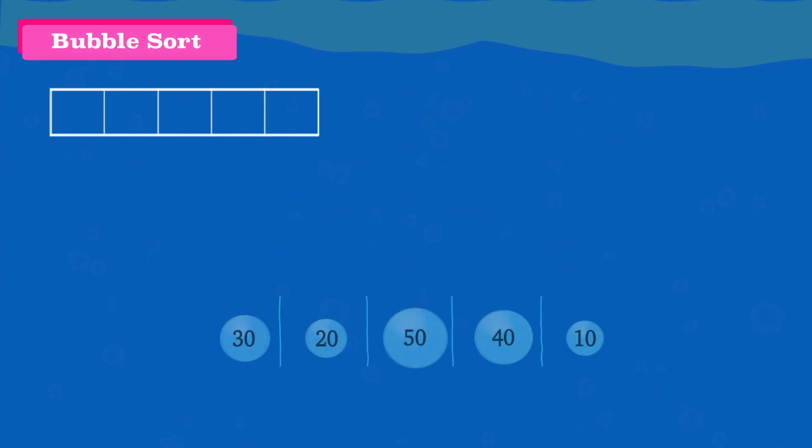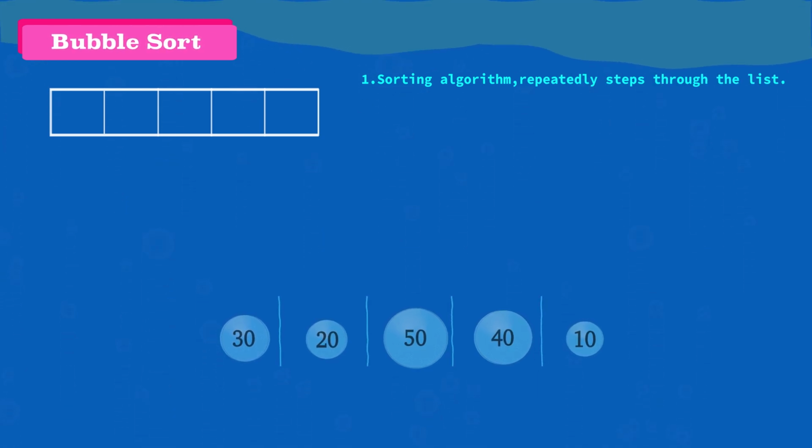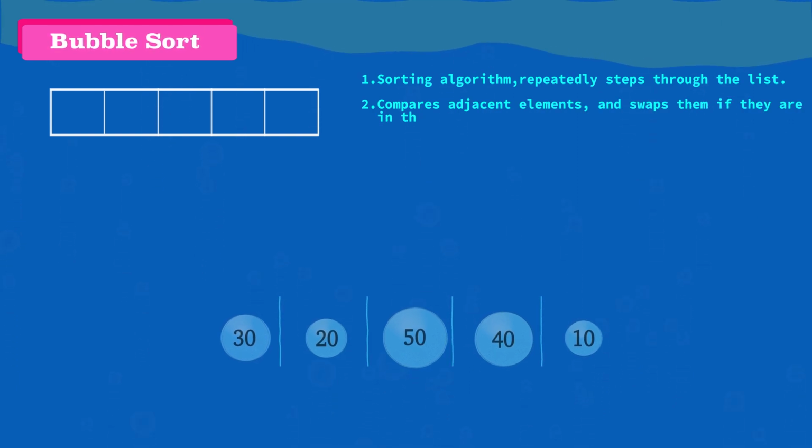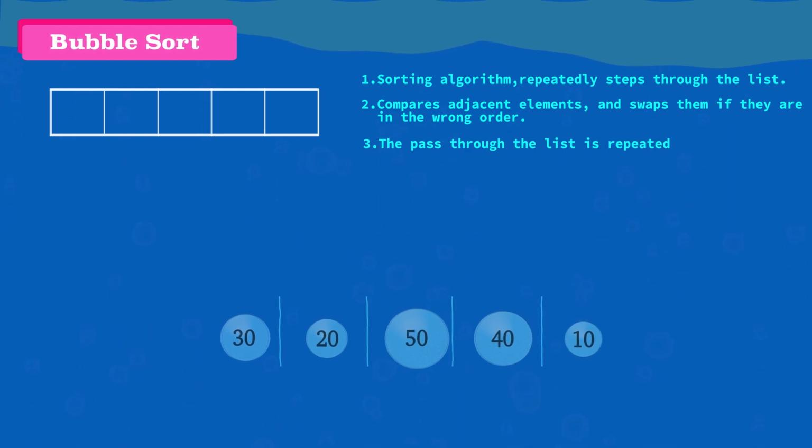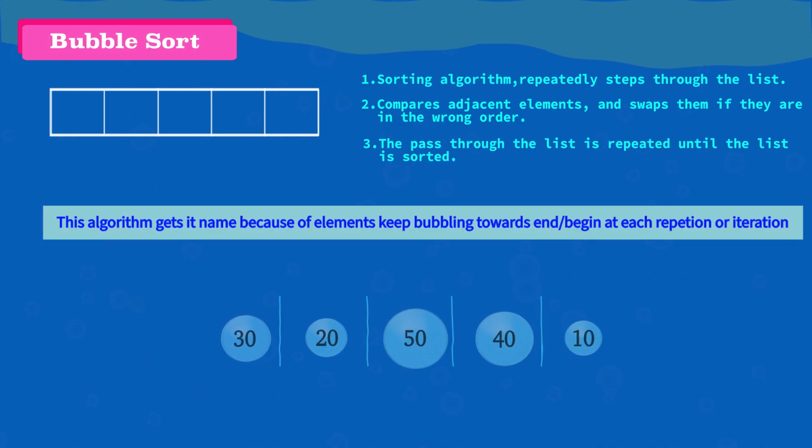Before sorting these bubbles, let's try to understand what a sorting algorithm is and the steps in it. The algorithm repeatedly steps through the list, or the given array, in the first step. And at each step or iteration, it compares the adjacent elements and swaps them if they are in the wrong order. The first and second steps keep repeating until the entire array is sorted. This algorithm gets its name because elements keep bubbling towards the end or beginning at each repetition. You can see in the animation how the adjacent elements are compared.